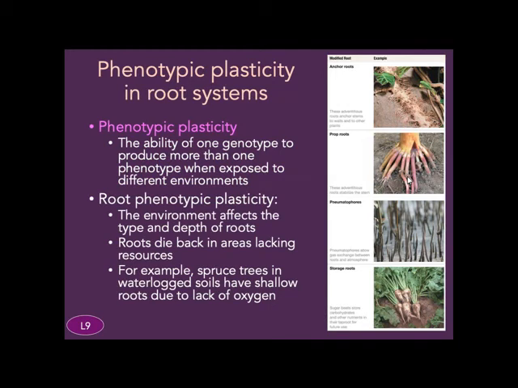So the environment will affect the type and the depth of roots. So you can take one plant that's like a clipping of another plant, so they're genetically identical, and grow them in two different places, and they'll often end up with different kinds of roots. So roots will grow in the area where there's resources, ions, and water, and then the roots will die back in areas without the resources. And so plants have a variety of adaptations that they can use to adjust to the environment.